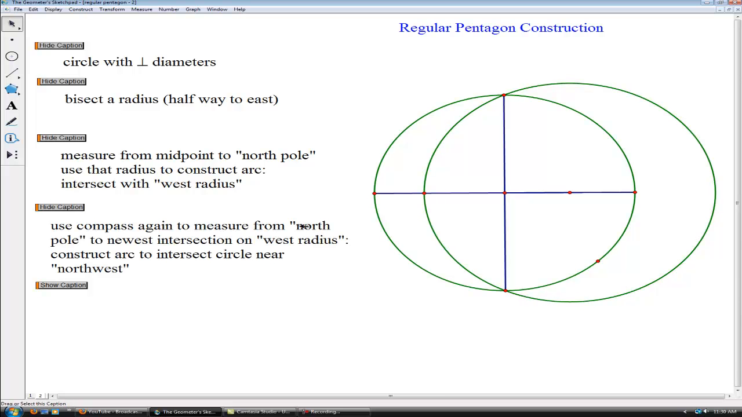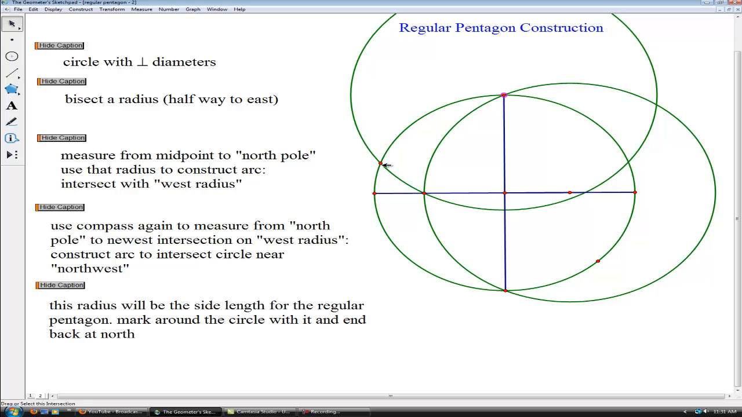Now we want to measure from north to this newest intersection. If this were your pencil and paper tool, we would put the metal point at the north pole and our pencil tip at this location. And then we would draw an arc going this way until we intersected right there. Now it's this radius where I'm going to construct the first segment, and we'll make this red. This is the first side of our regular pentagon.